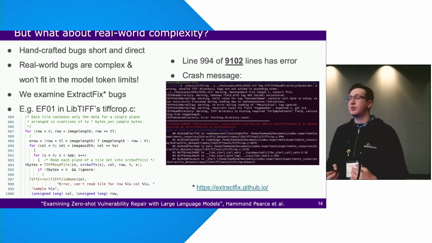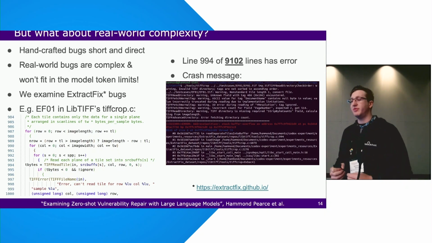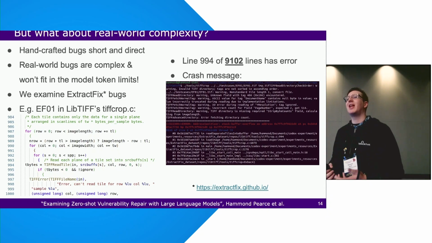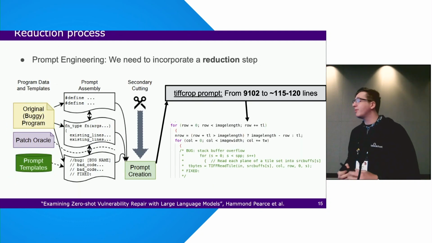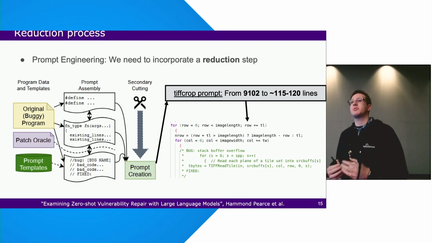So here's an example from ExtractFix, which is a state-of-the-art bug repair, both a repository of bugs and also a tool to fix them, from libtiff. This bug, when you run it through a fuzzer, will crash on line 994 of a roughly 9,000 line file. We can't possibly give that whole file to any of these language models to try and fix it. They're just not going to fit into the context window. So how do we even approach this situation? What we have to do is incorporate a reduction step, which is where we take the buggy program and we take the patch information for that program and essentially strip out everything that we don't think will help the language models come up with a plausible fix. So the way that we did that is we said, well, okay, these are all C programs.